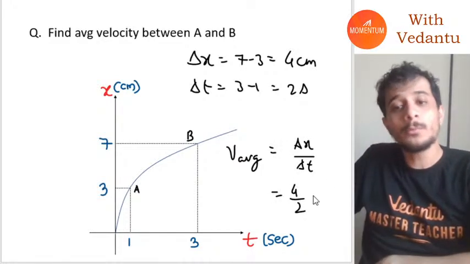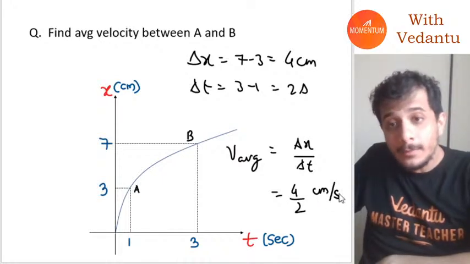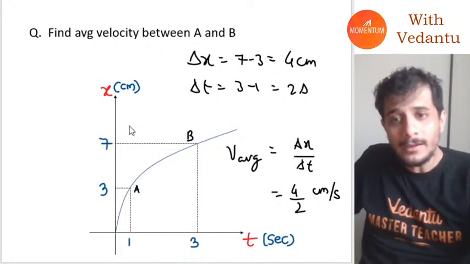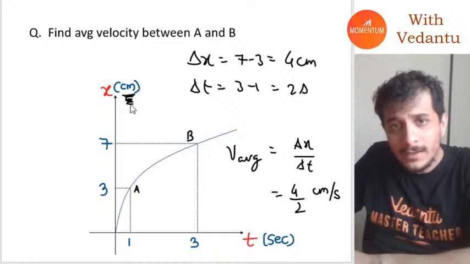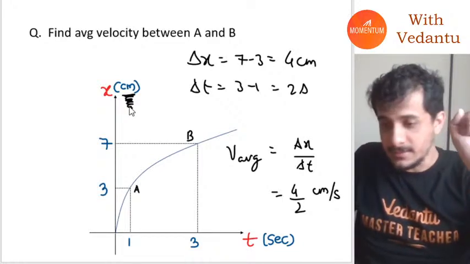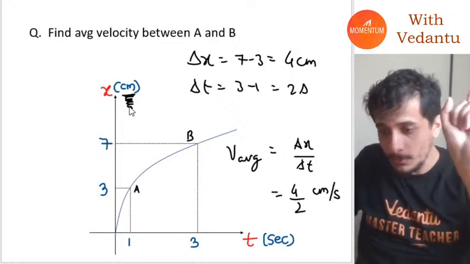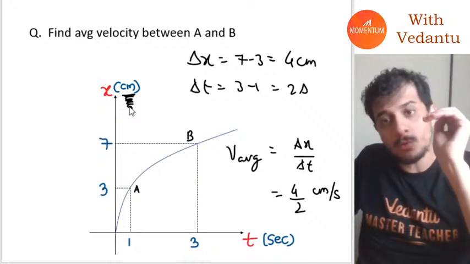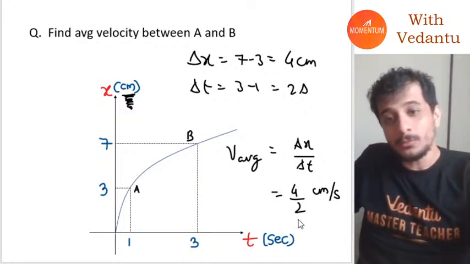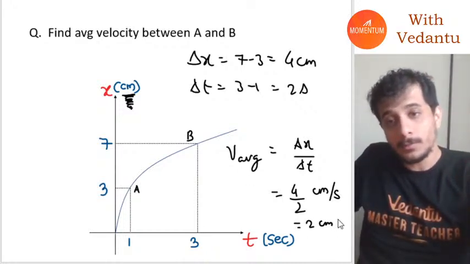What will be the unit? Its unit will be centimeters per second. Why will I write it as centimeters per second? Because if you see, the x here is given in centimeters and t is given in seconds. So you have to remember it will be 4 by 2 centimeters per second, or basically 2 centimeters per second.